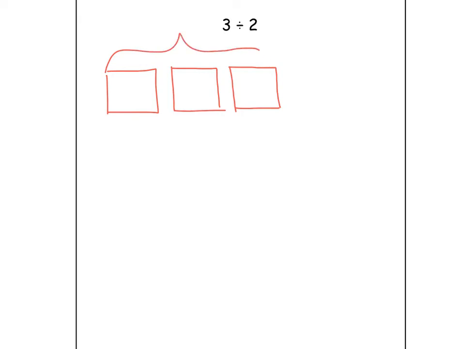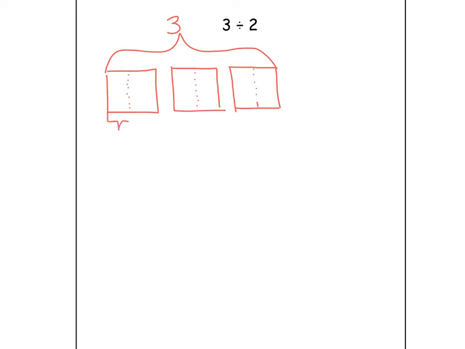Problem number 2, 3 divided by 2. So the first thing we're going to do is make 3 wholes. And yes, they need to be about the same size. Alright, I'm going to label that 3 wholes. And then it says divide in half. Alright, I split each one in half.